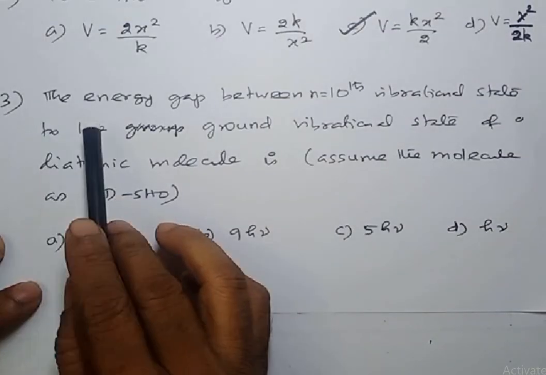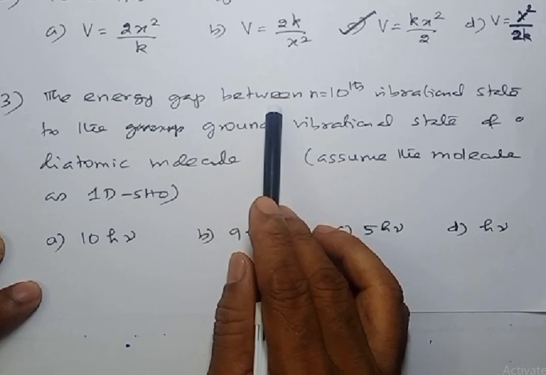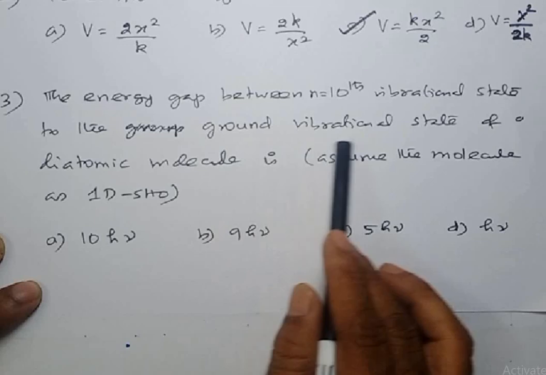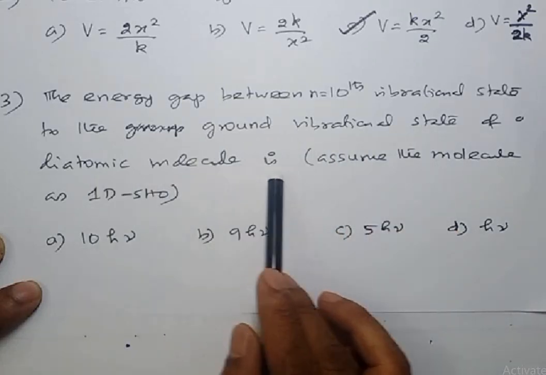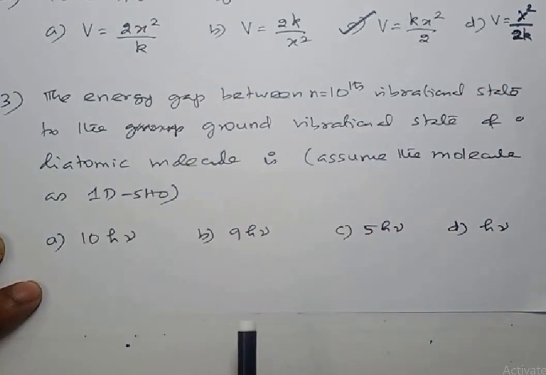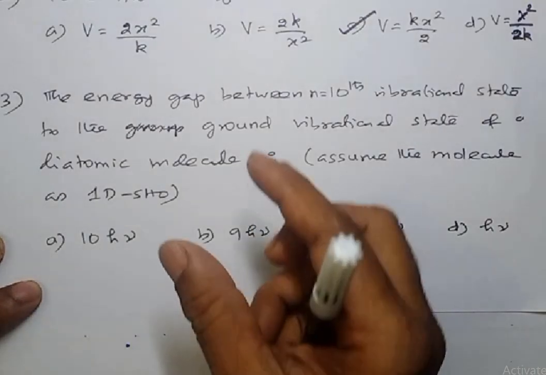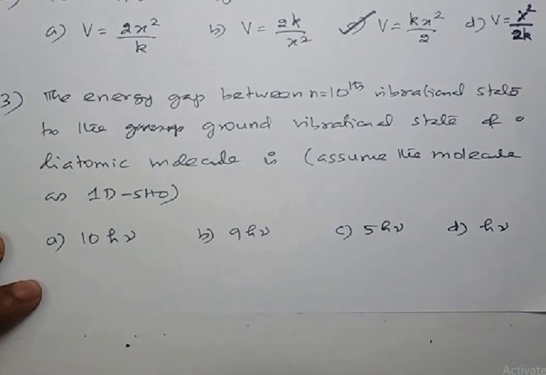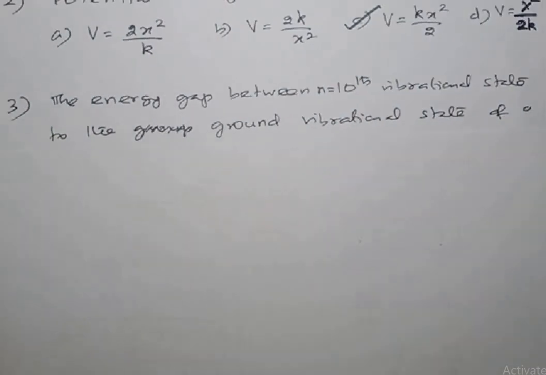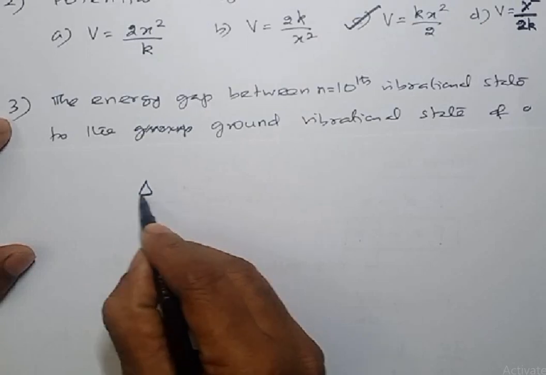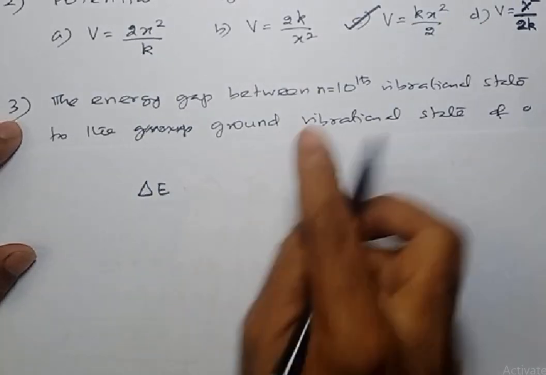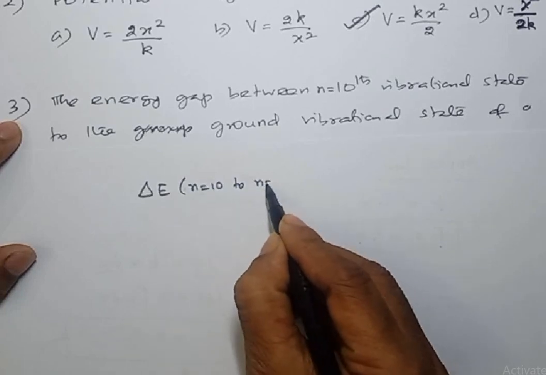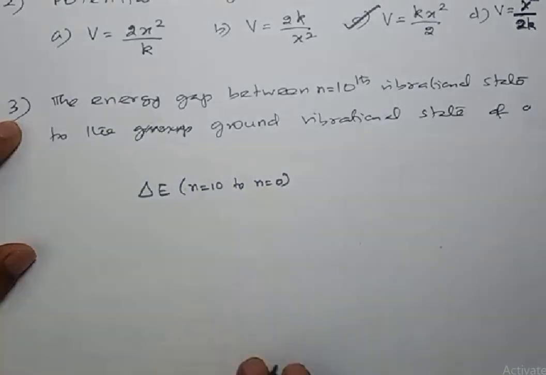This is question number 3. The energy gap between the n equal to 10th vibrational state and the ground vibrational state of a diatomic molecule is... Assume the molecule as a one-dimensional simple harmonic oscillator. They are asking for the energy gap between the n equal to 10th vibrational state and the ground vibrational state, that is, between n equal to 10 and n equal to 0. N equal to 0 is the ground state.